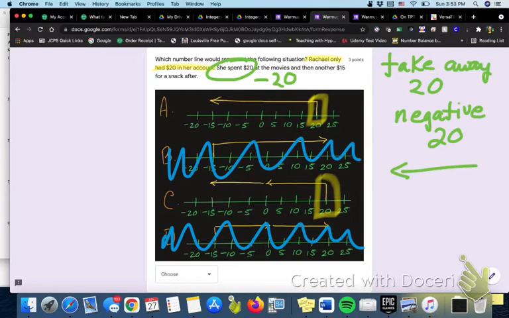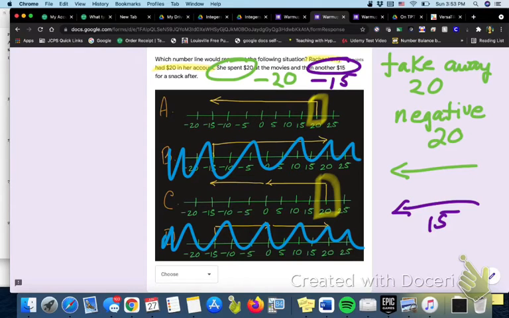So both A and C do go negative, but option C is the only one that has two events, because there's actually two events happening here, right? The first thing was she spent 20, and then she spent another 15 for a snack later, which we know would be a negative 15. So we would be going 15 to the left as well, because once again, we're taking away or saying a negative 15. So the only one that has those two separate transactions shown here is option C.